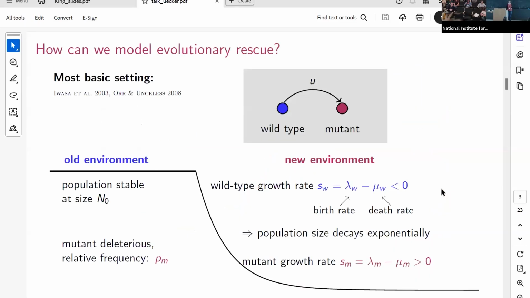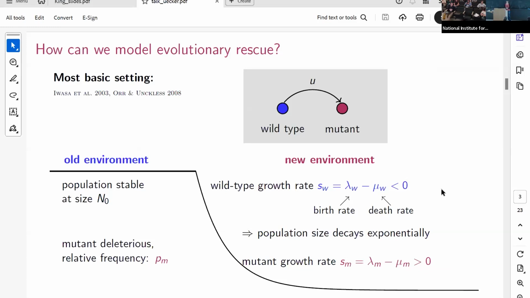Okay, so how can we model evolutionary rescue? That's the most simple model one can possibly think of. There are just 2 types: a wild type and a rescue mutant. In the old environment, the population size is stable at some size N0. The mutant is deleterious and segregating in the population at some low frequency p_M.